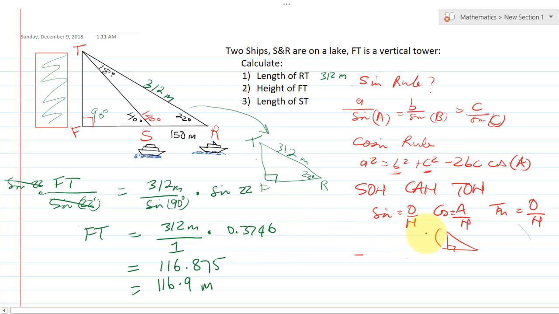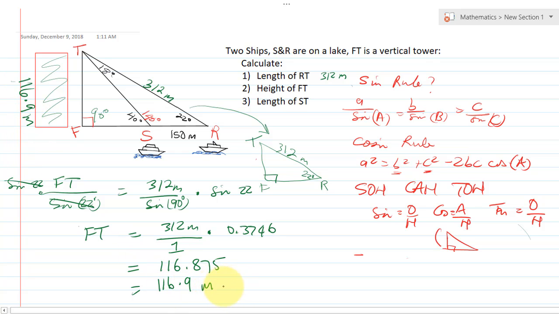Now, the question is, isn't this kind of the same thing as probably using SOHCAHTOA? Yes, that is exactly so. We may arrive at the same thing where we have to multiply 312 by 0.3746. Okay, so we got that the height of this is 116.9 meters.